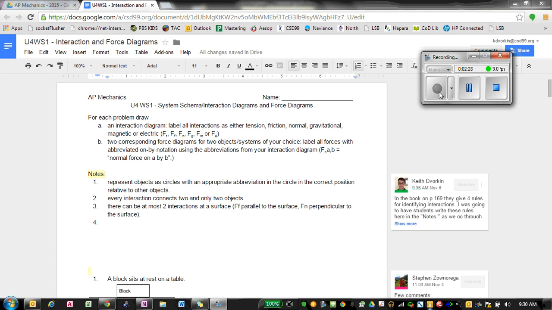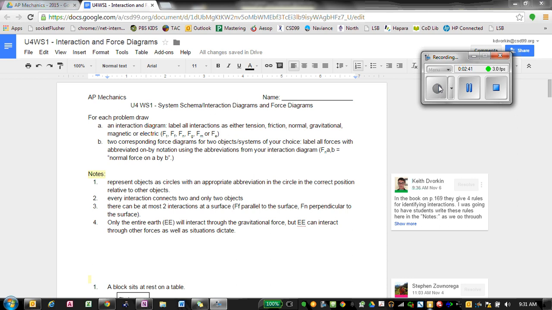And we'll use kind of number one as an example of how, if we don't allow the Earth to interact in other ways, we kind of back ourselves into some difficult conceptual corners. As you can see, this fourth rule will say only the entire Earth will interact through the gravitational force, and that we will continue to do.